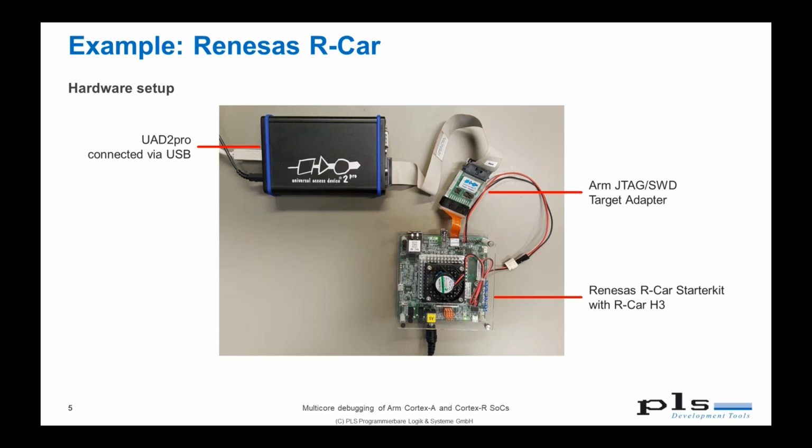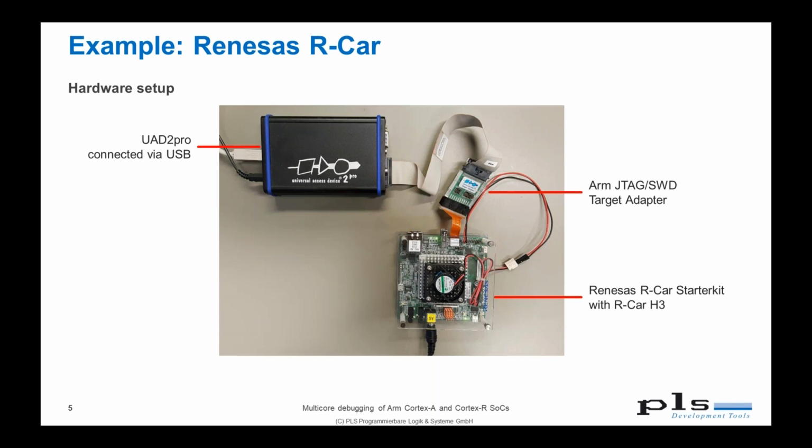Okay, then let me show you how it works. In the first part of this webinar, I use a Renesas R-Car device for demonstration. This is a picture of the hardware setup that I use. It's on my desktop here. I use a UAD2 Pro device for the target connection. That device is connected using USB to my PC and to the running software debugger, to the user interface of the debug tool.